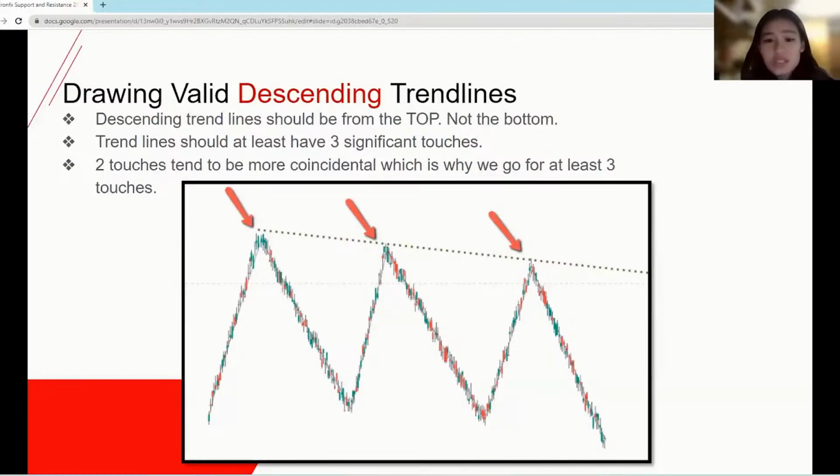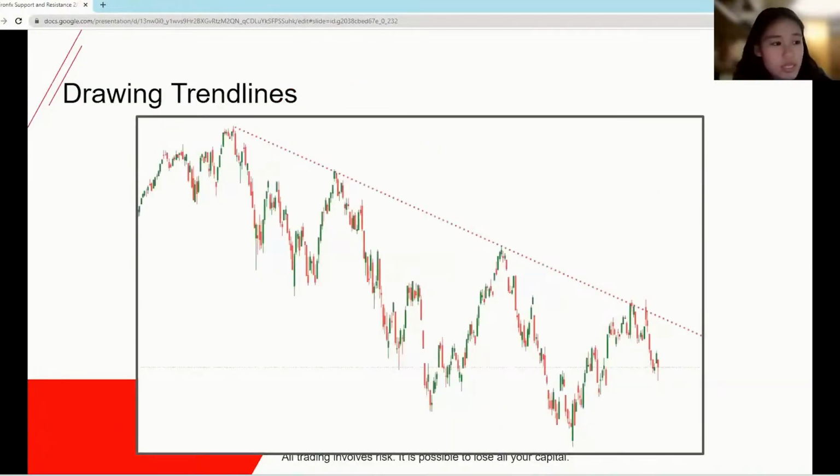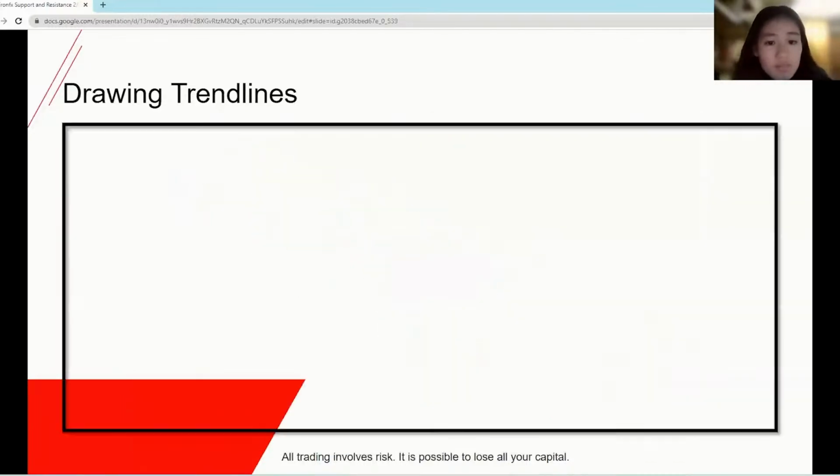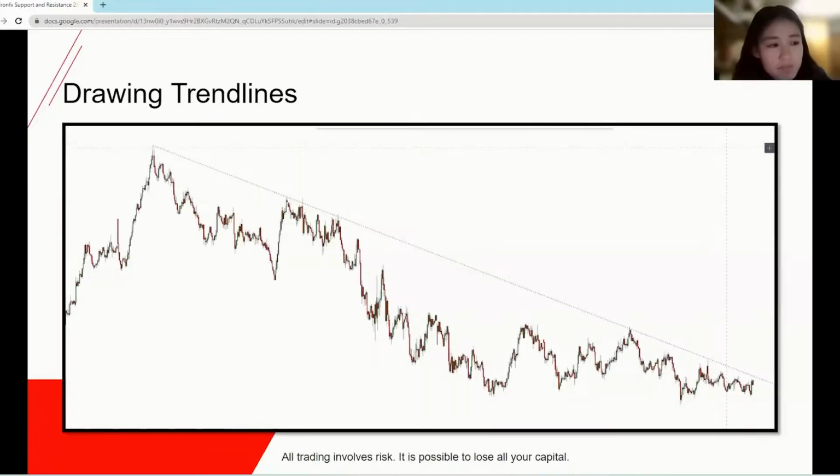So similarly for descending trend lines, they should be from the top and not the bottom. And trend lines should have at least 3 significant touches. Yeah, same reason, because 2 touches tend to be more coincidental. So here's an example of a descending trend line. In this case, we have 4 touches, but as I mentioned earlier, just 3 is enough. Here's another example.